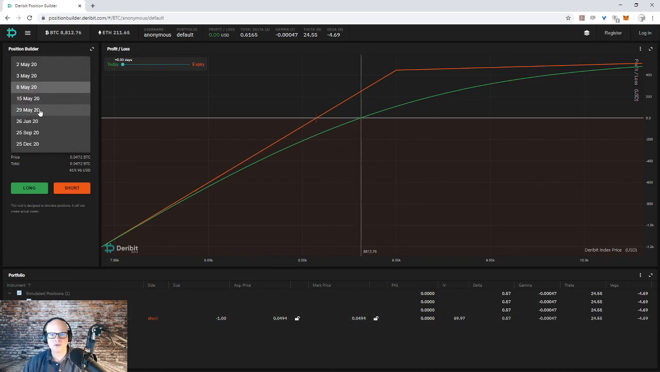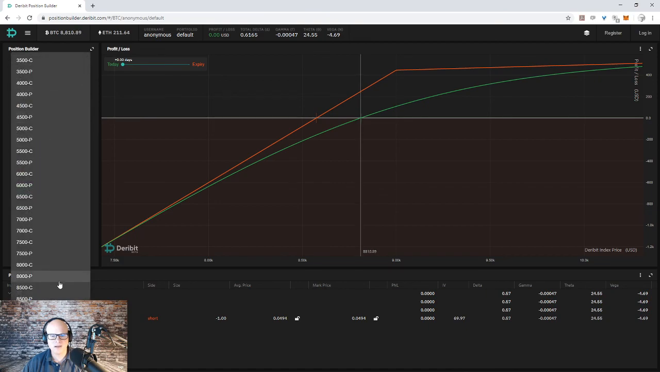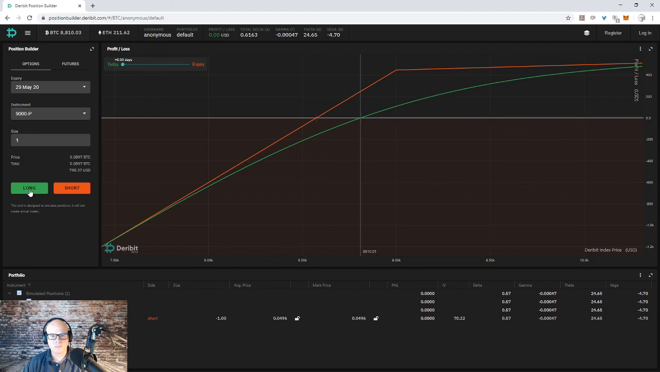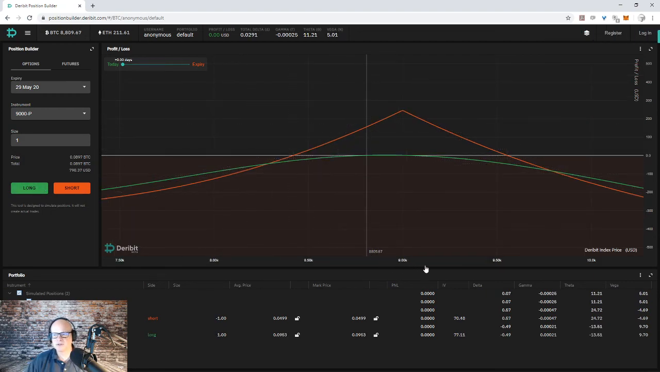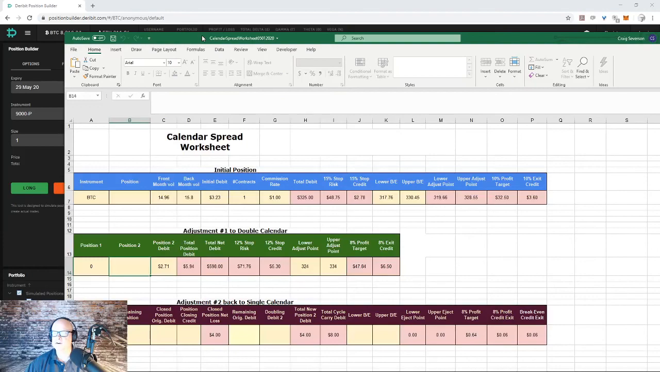Now let's go to 29 May, 9,000 put, long option. So you can see we've not exactly centered this. So now what we can do, let's mark down our break-even points. The break-even point is 84.23 to the downside, and the break-even point up here is about 95.71. Those are the break-even points. Okay, so now what I'm going to do is go over to the spreadsheet and start filling things in.